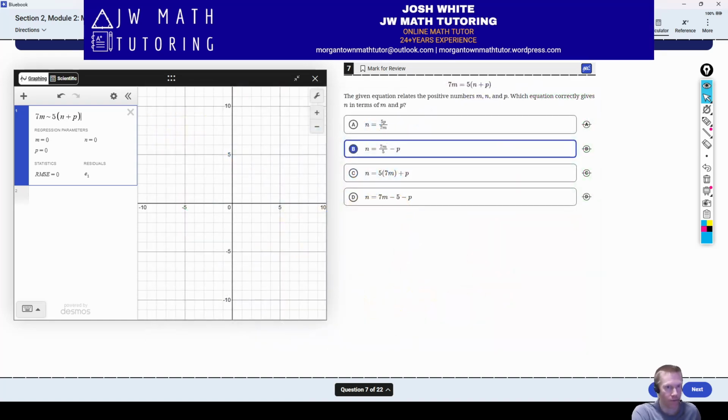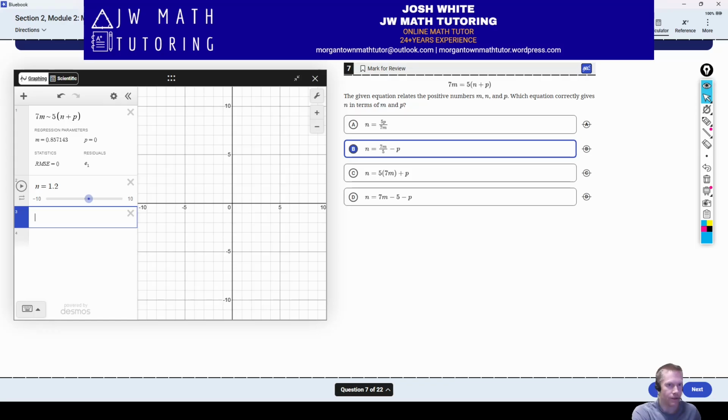All right, so now that we've done that, notice it's giving zeros for all the values, which in this case is not acceptable because it says m, n, and p have to be positive numbers. So first, let me just set n equal to whatever, 1.2. Okay, now it's still giving me p as a 0, so let's just set p equal to 2.3. All right, so now perfect. I have positive numbers for m, n, and p.